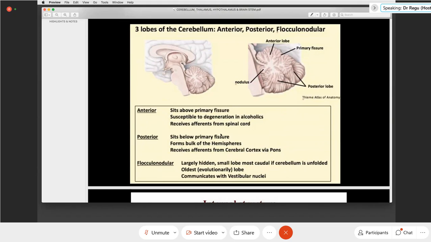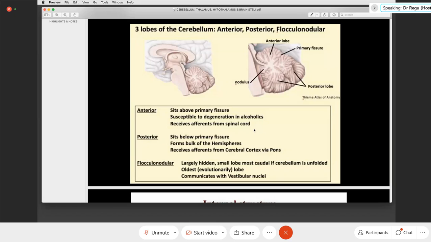Okay, so what are the locations and functions essentially of these three lobes? Now, the anterior lobe, as I said, sits above the primary fissure. It receives afferents from the spinal cord. What does that mean? We have nerves that relay information about the position of our joints, the position of our limbs, and feeling to our brain. This information is carried not only to our motor cortex, but to our cerebellum, because the cerebellum is involved in regulating movement. Only by knowing the position of our limbs will the cerebellum be able to perform its task of fine-tuning and regulating smooth movement.